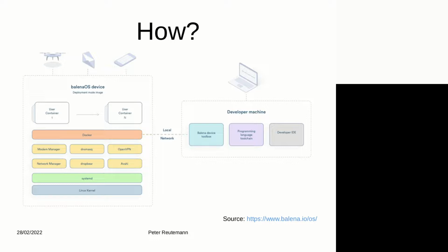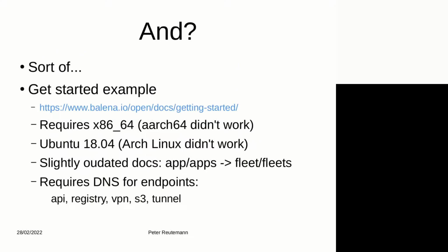And then on the local network, you can have your developer machine here, where you have the Balena command line interface, and then you have your own programming toolchain for turning things into Docker, and then you can push out things onto those devices. That's the theory. Sounds all good, because most of our things are already Dockerized, so that was ticking another box. And did it work?